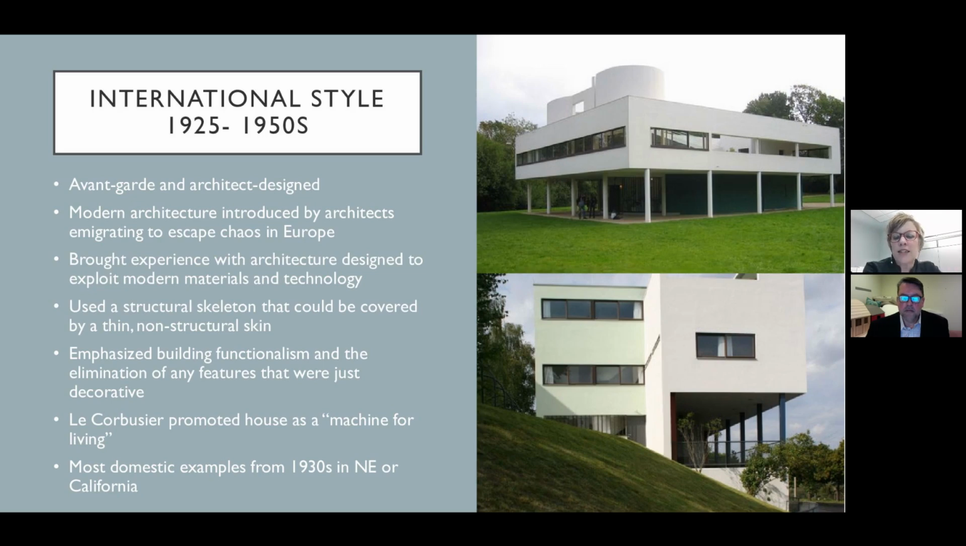It was brought by architects from Europe who were fleeing the coming war and chaos. They brought with them their experience of architectural design as well as their work of exploiting modern materials and technology. So a lot of the International Style used a thin structural skeleton that could just be covered with a non-structural skin. That gave you a lot more flexibility in window placement and design, because you just had this steel framework and then applied a thin skin around it. So it really emphasized functionality, promoted as the house being a machine for living.